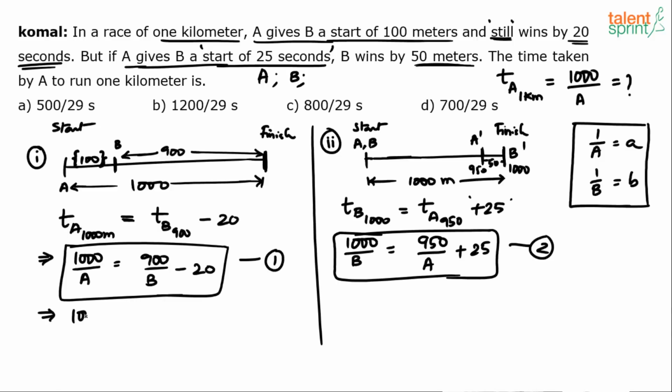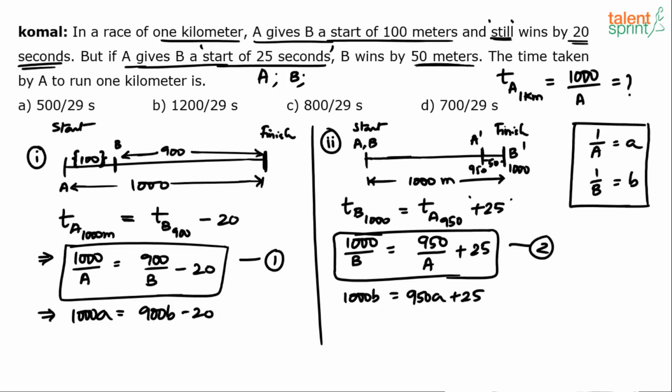Now this will become 1000a equals to 900b minus 20. What is this equation? 1000b is equal to 950a plus 25. Now solving equations would be easier. These are simpler equations now, linear equations. Solve for a and b. Once you solve for a and b, you will get small a, small b, then you have to get capital A, capital B, and then substitute in equation 1 to get the answer.